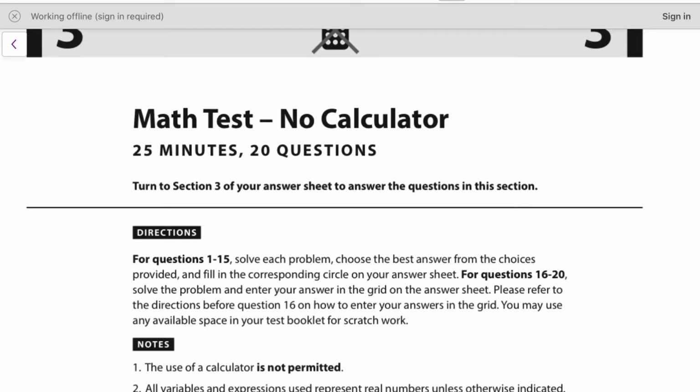Today we're going to be working through an SAT practice test. I think this is the one that was used in 2015. I got it off the College Board website. So we're going to be looking at the no calculator math portion and we're going to be working through it together.